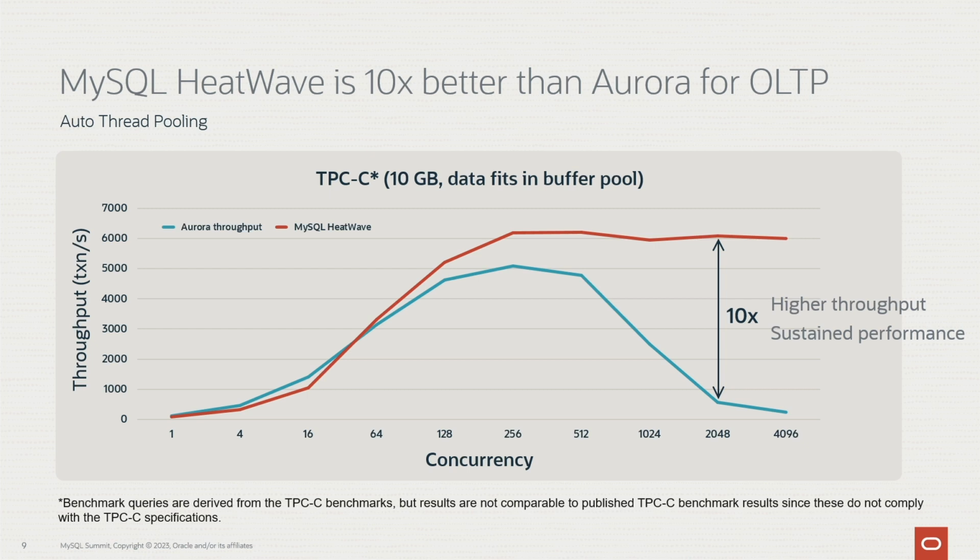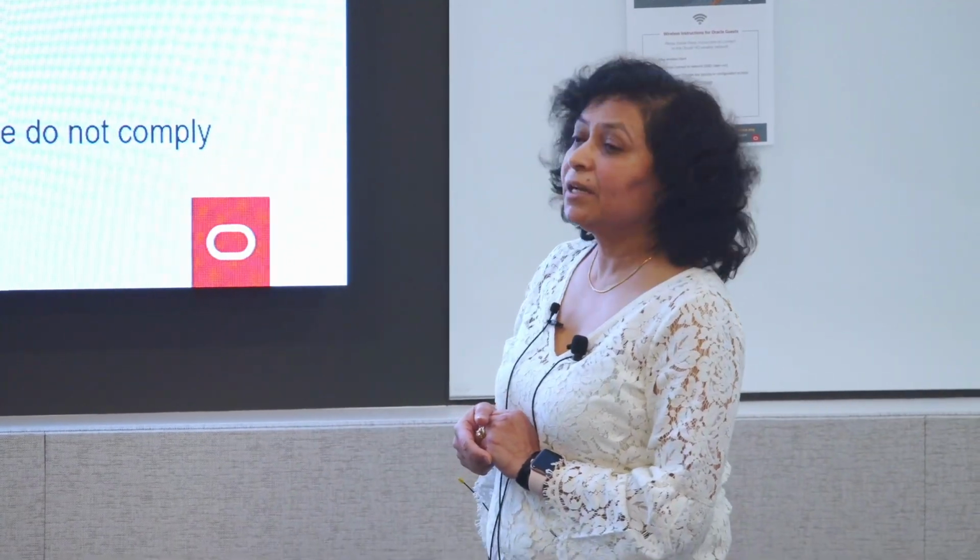So as you see, till about 256 or 512 concurrent users, the throughput of each one of them kept increasing, right? But once the number of users crossed a certain threshold, there was a lot of resource contention. And then the throughput of Aurora, which doesn't have this thread pooling, suddenly starts dropping. And now in the MySQL HeatWave, because of our control of how we let the transactions into the system, we were able to sustain the throughput. Yes, the number of concurrent users.